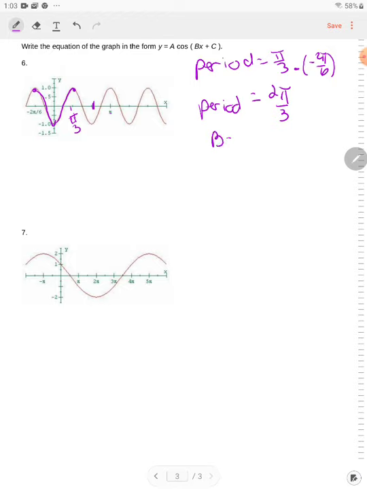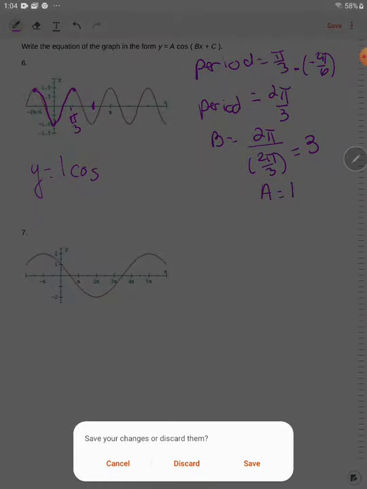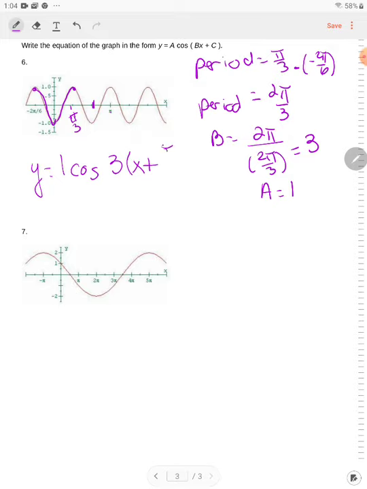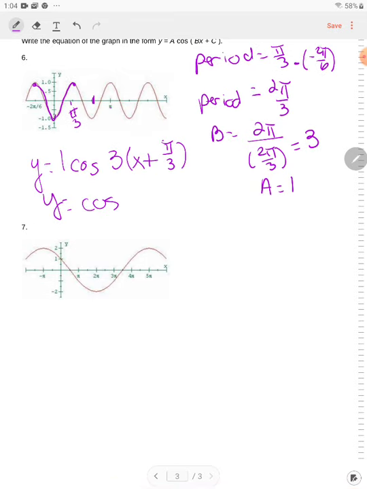Okay, our b value is 2 pi divided by 2 pi over 3, which is 3. Your amplitude is 1. And so we're going to write this as y is equal to 1, and we will simplify this, cosine of b, 3x plus, because it'd be a minus minus, 2 pi over 6. We're going to go ahead and simplify that to pi over 3. So if you distribute, the 1 times cosine is just cosine. So we have cosine 3 parentheses 3x plus pi over 3. And that would be the equation of the graph.